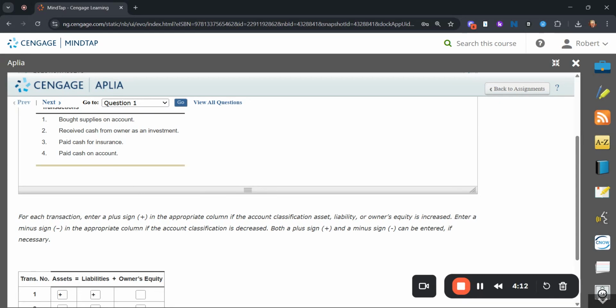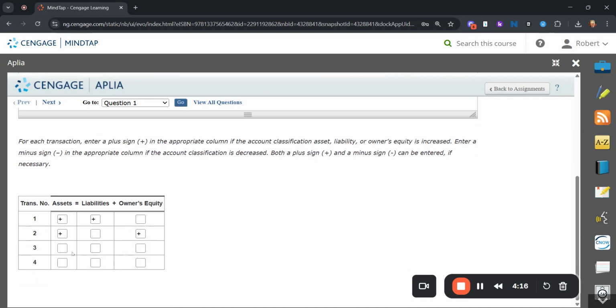Okay, number 3, paid cash for insurance. So the business pays cash, so cash is going to be going out, like a checking account. So they paid cash, so a minus sign for that.